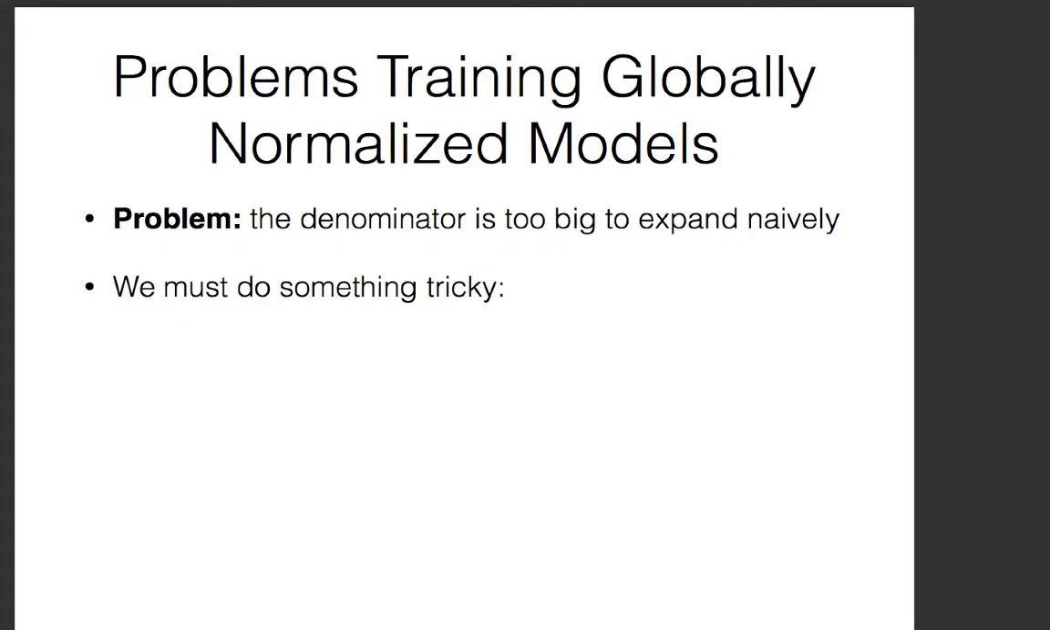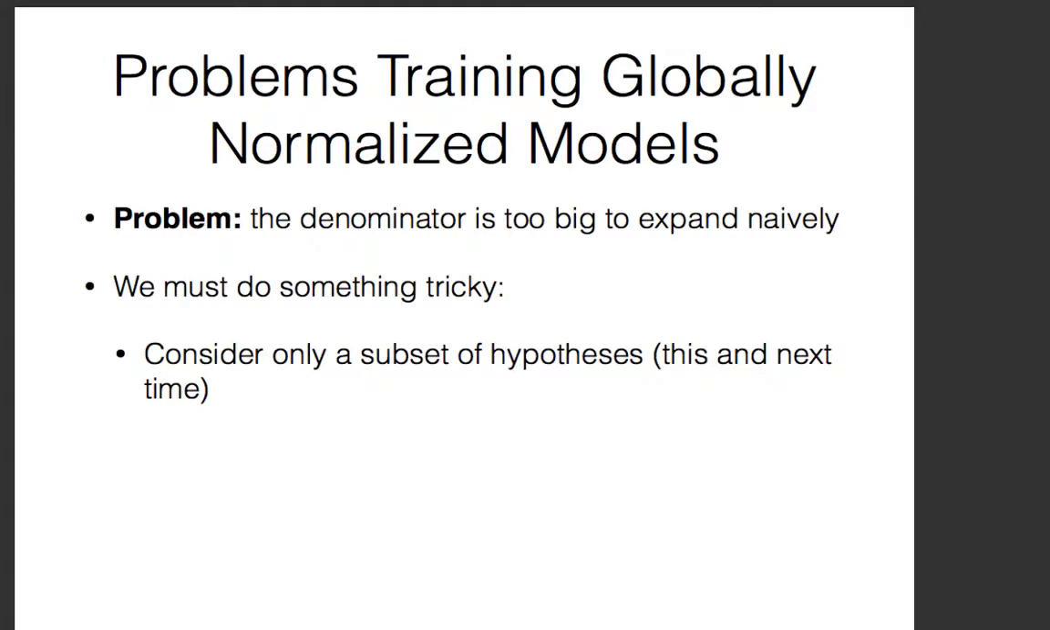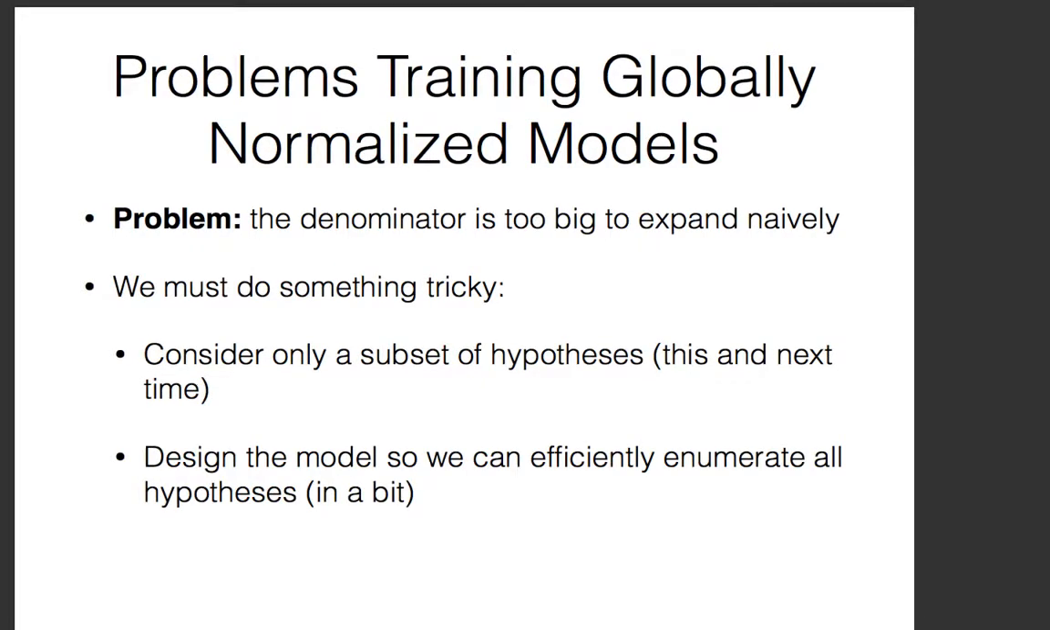Specifically, we can do tricky things. One thing is to consider only a subset of the hypotheses. So instead of considering all the things that go into the denominator, we consider only a subset of them. Another thing is that we can design the model so we can efficiently enumerate all of the hypotheses. And that's what I'll be talking about when we talk about CRFs or other models.